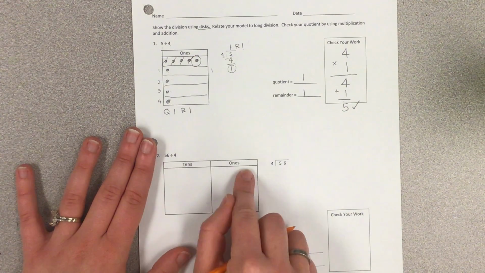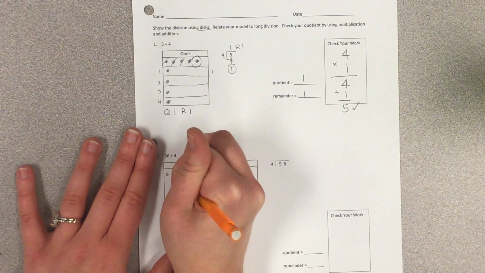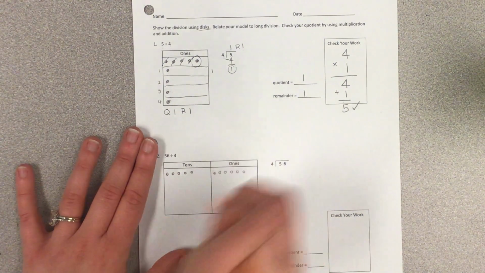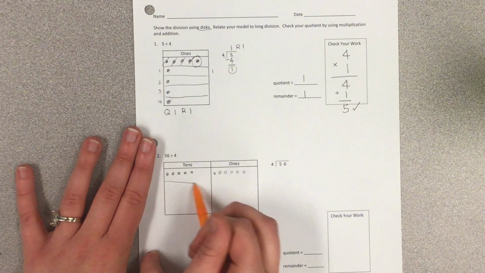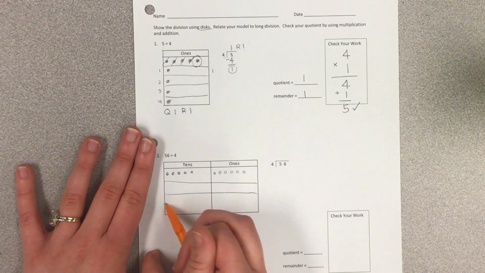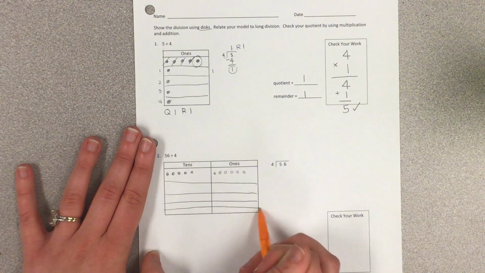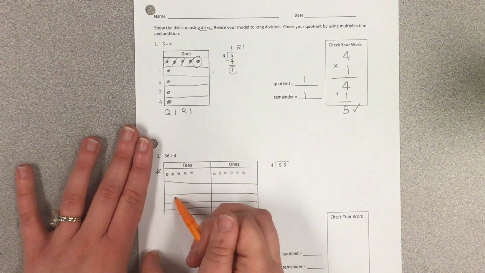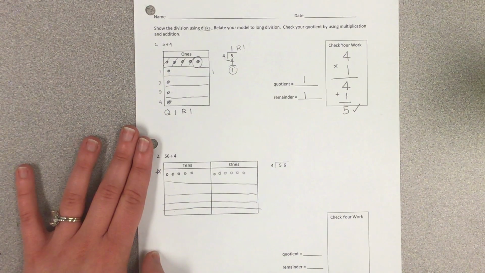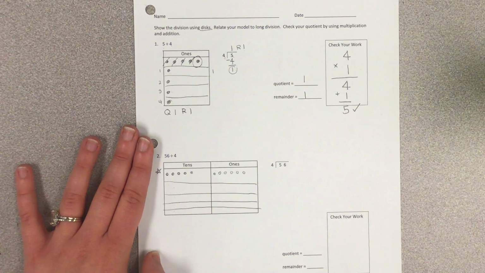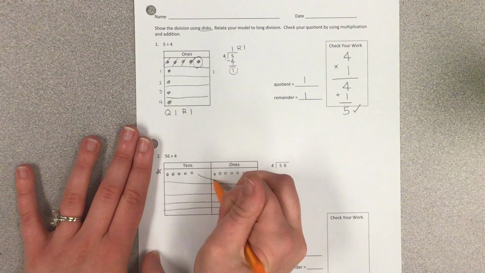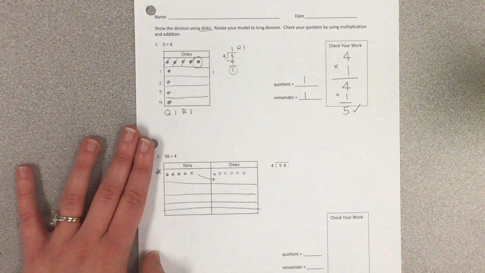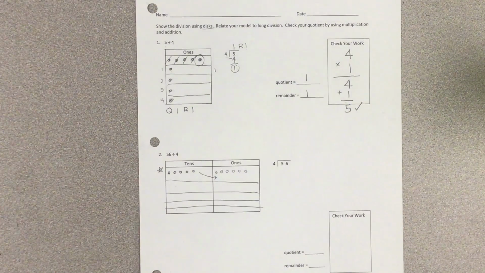So now it's your turn with 56 divided by 4. You'll show the number 56 in the place value chart using discs. And then you're going to break up the number 56 into 4 equal groups. Start with the tens and hand out tens until you don't have any more tens. If you have a remainder in the tens place, break it down into the ones and then start handing out the ones. All right, it's your turn. Good luck.